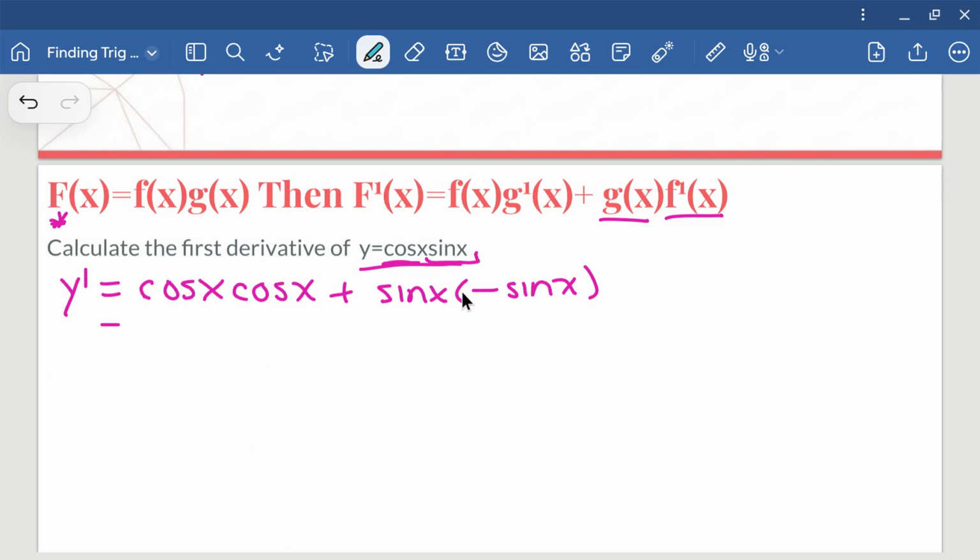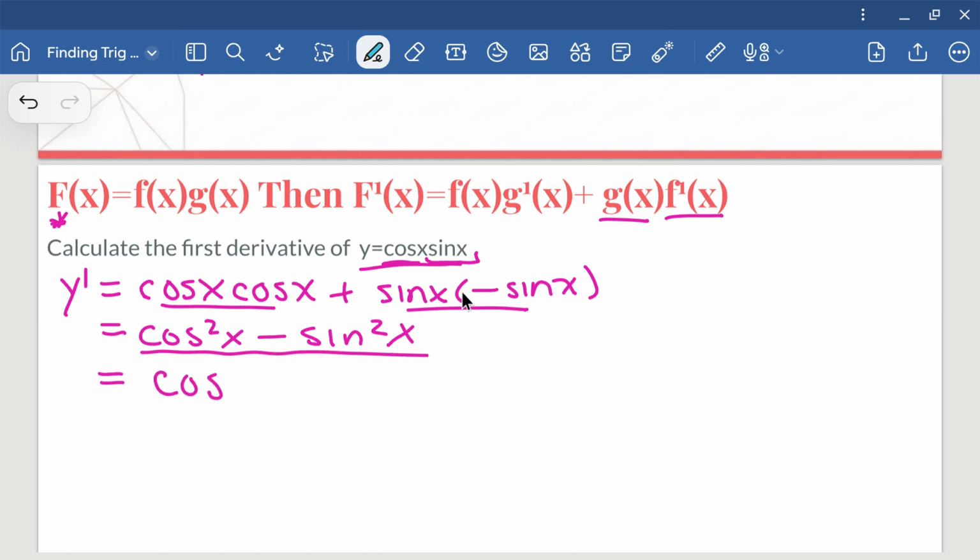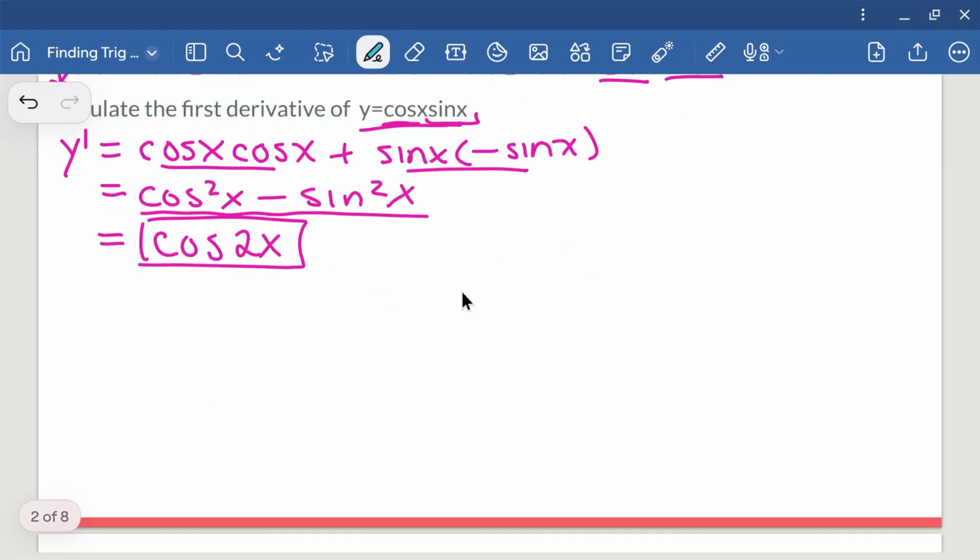Once I have that, then I can simplify. If I multiply these two together, I get cos squared x. And then if I multiply these two together, I get negative sine squared x. And if I recognize that this is a trig identity, I can replace it with cos of 2x. And then this one is done. So that is our first one.